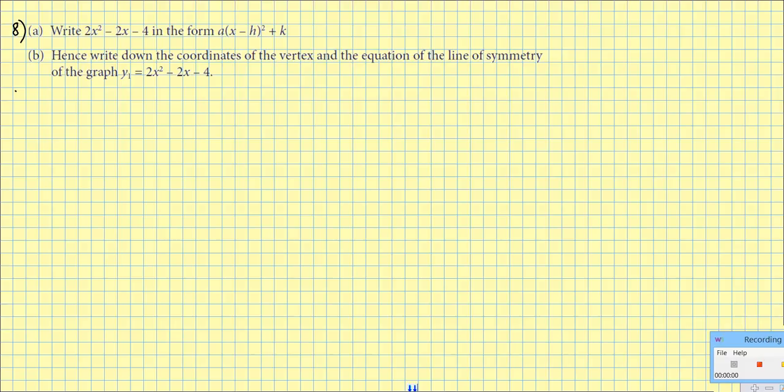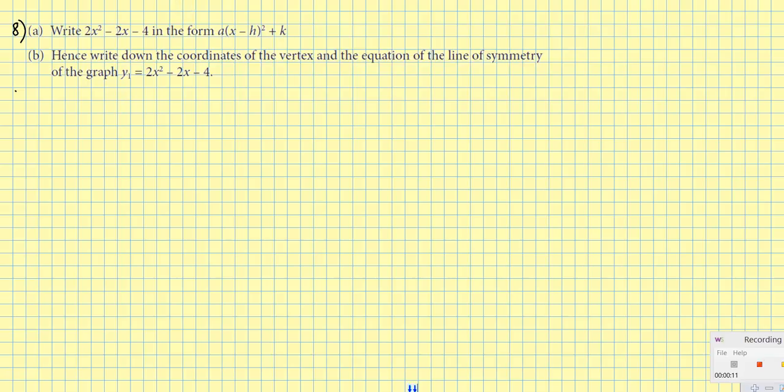Hi everyone, we're opening up video number 27, reviewing the vertex form, and we're just going to do a very quick example. The question is asking us to write 2x squared minus 2x minus 4 in the vertex form. Recall that a(x minus h) all squared plus k is the vertex form. Then we are to write down the coordinates of the vertex and the equation of the line of symmetry. So given that, let's quickly take a look at what we've got.